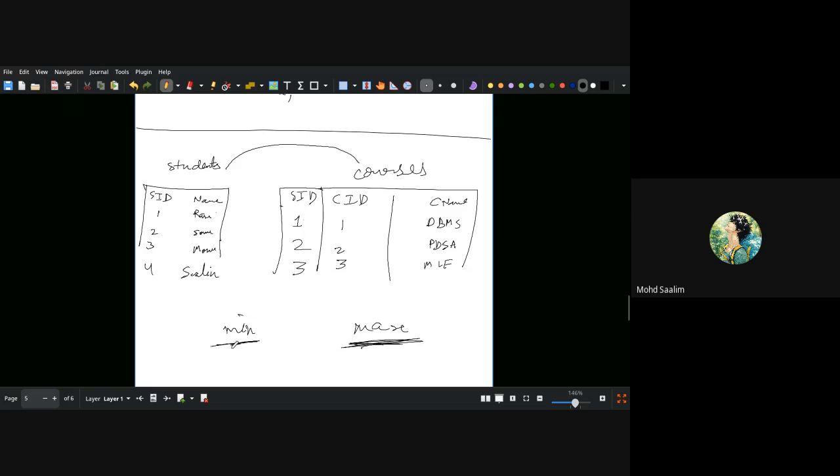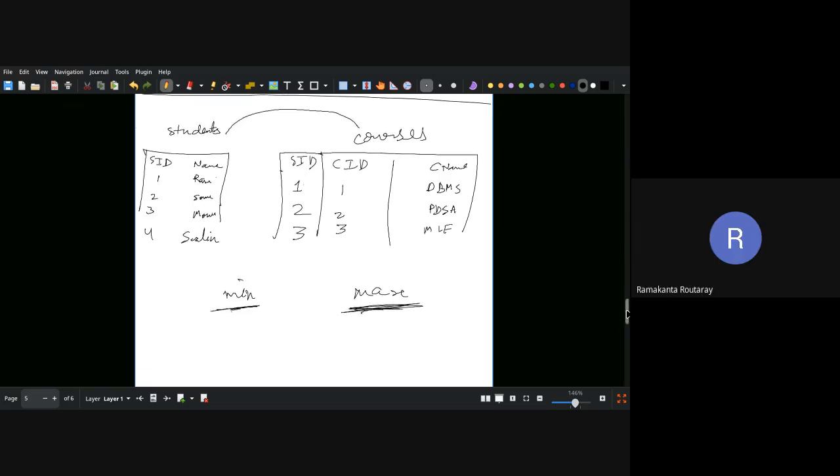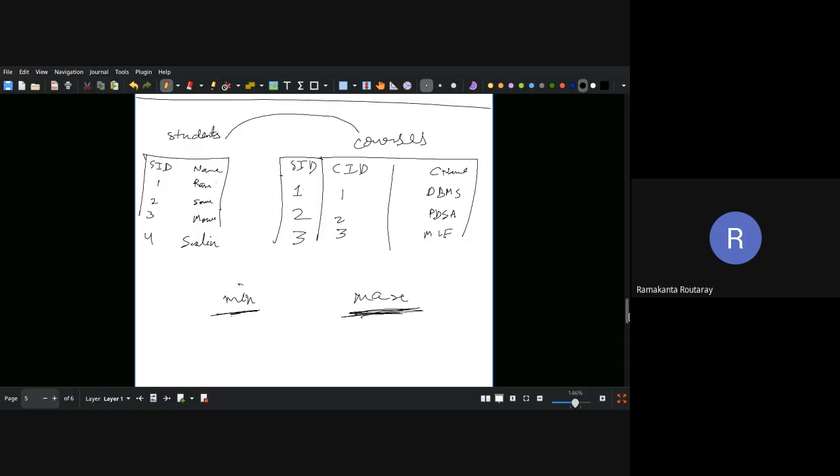So what does that mean? In Salim's case, SID, CID, and CNAME will be null, right? We can still make that entry on the left side. That means the number of unique rows in the left side table will be the minimum. And the maximum is when we are not spreading the data, it is whatever is maximum between the left side or the right side, whatever the maximum number of rows.